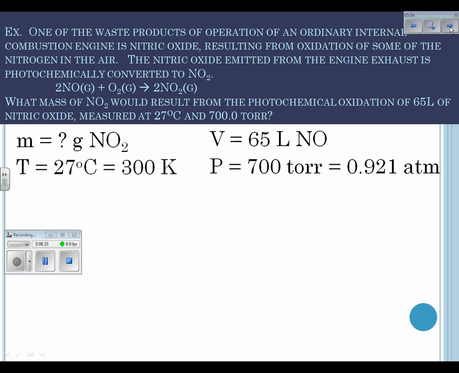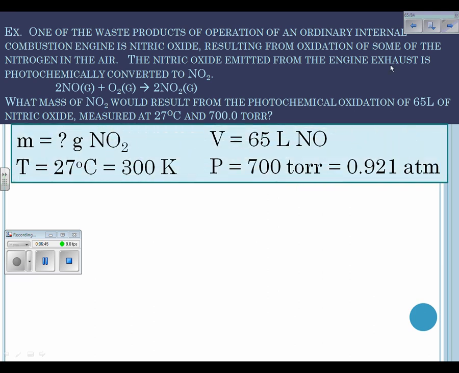So I can use the constant of L·atm/mol·K for our R value. So I'm going to divide by 760 torr to get to atmospheres. Okay, so these end up being my variables that I have to work with. All of these, though, my volume, my pressure, and my temperature, are all for nitric oxide. So I'm going to go ahead and use my ideal gas law, or PV = nRT, first, and find the moles of nitric oxide. Then I'm going to do stoichiometry to get to my mass of nitrogen dioxide.